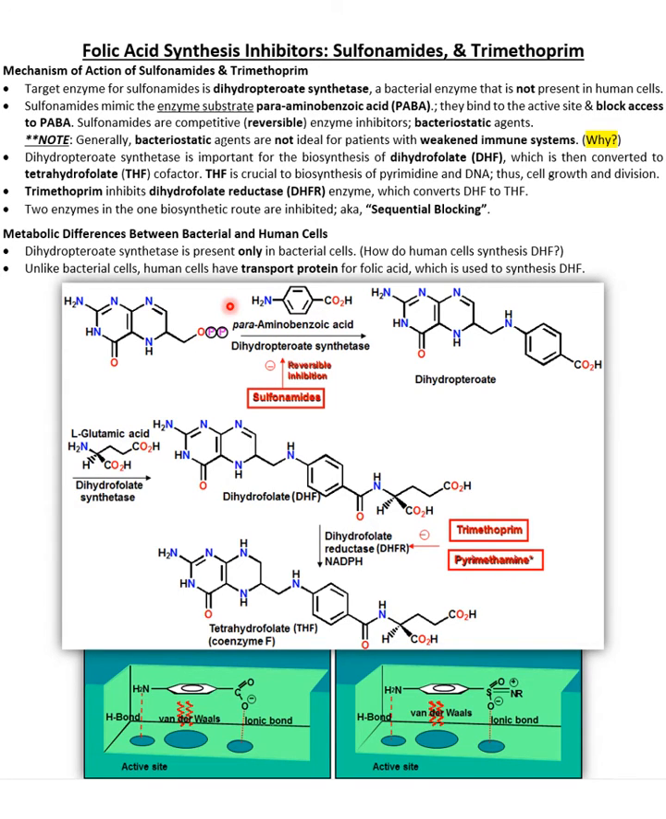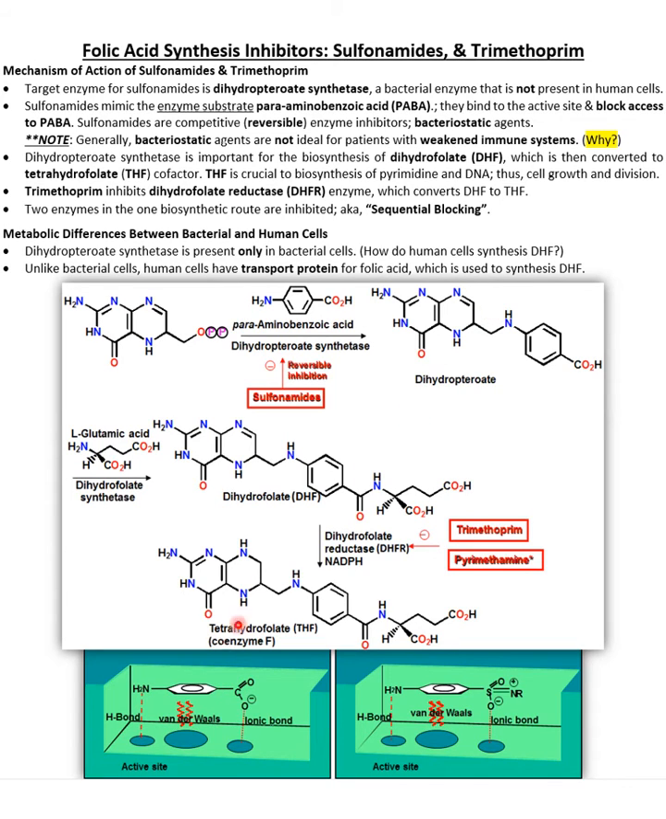Okay, let's see how this process is different than what happens in the human cell. Well, first of all, human cells do not have this enzyme, the dihydrofolate synthetase. They actually lack this enzyme, which is very nice because now the sulfonamides are not able to attack a similar enzyme in the human cell, so that would improve the selectivity of sulfonamides to the bacterial cell compared to the human cell.